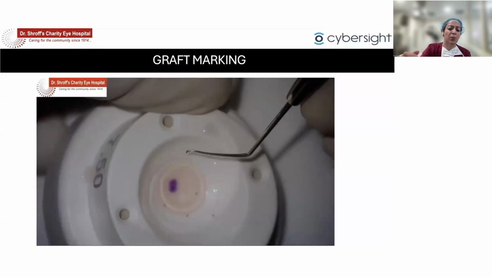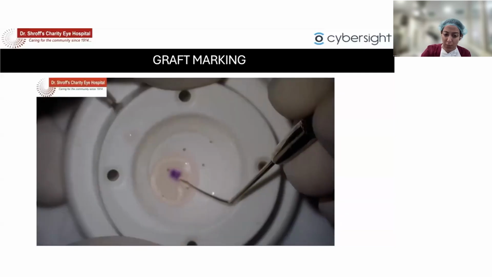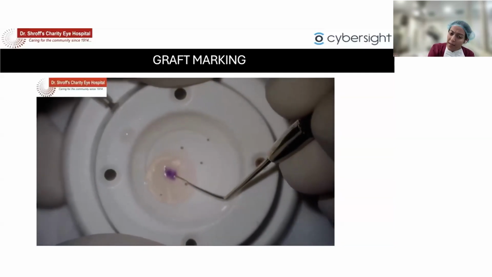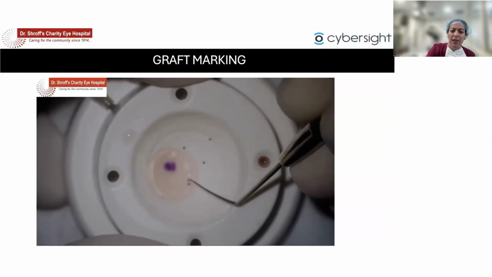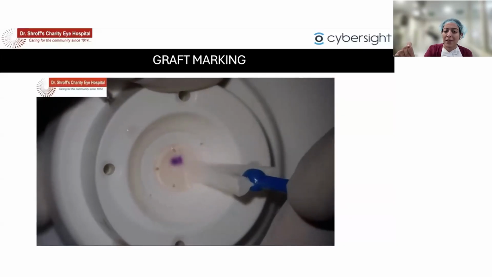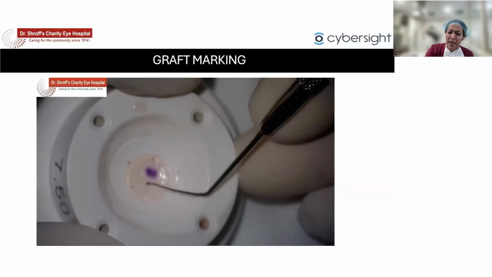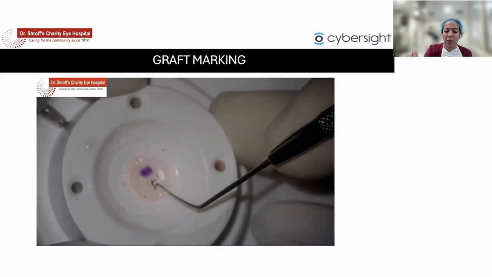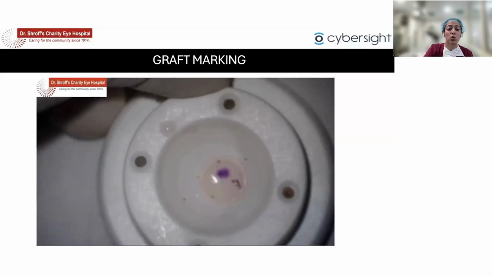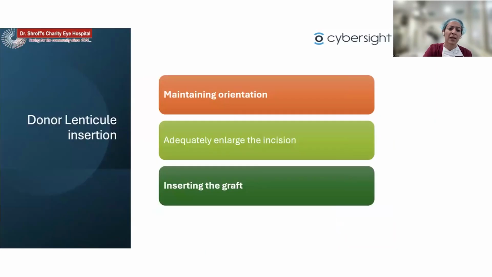Do a 360-degree separation to make sure that the tissue is fully separated. Use your dialer only to fold over the tissue, dry it with a Weck-Cel with a gentle dab without causing any compression, and then mark the tissue with any asymmetrical letter of your choice, which will tell you the orientation of the tissue once in the eye. For the donor lenticule insertion, it's important that the orientation of the tissue is maintained very well.